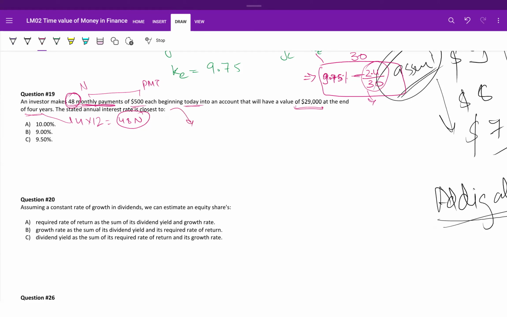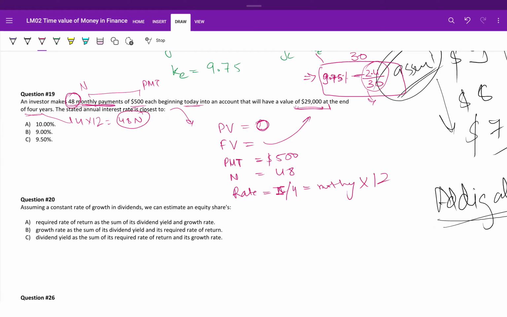Now understand this. The present value is 0. Future value is this. And when we talk about payments, PMT is $500, and N is going to be 48. So the rate, which we will calculate here, the I/Y, is going to be a monthly rate. And at the end, don't forget to multiply this by 12.